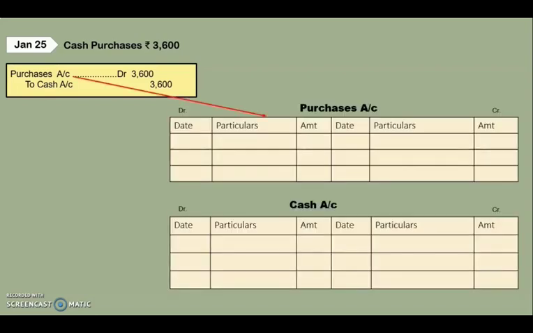Then the next transaction is 25th of Jan. Cash purchases rupees 3,600. We have purchased goods for cash. So the journal entry is purchase account debit to cash. Now this we have to post in purchase account and cash account. So on the debit side of purchase account, we'll write to cash account 3,600, and on the credit side of cash account we'll write by purchases 3,600.